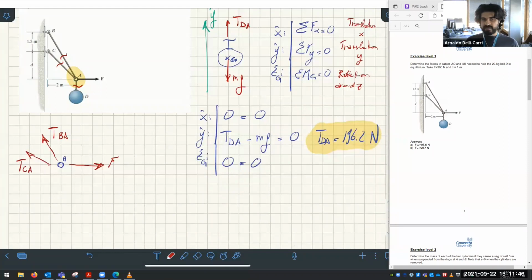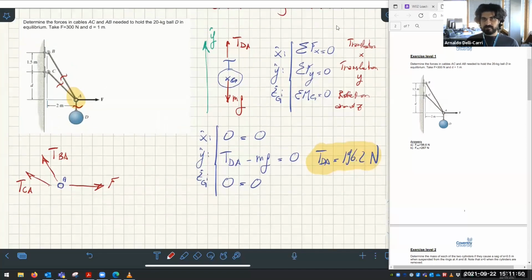Now, which direction is TDA? Is it going upward or downward? It looks like TDA is going upward, but here we must take it downward. Also, let's change the annotation. This is the tension on D from A, so this is on A from B, this is on A from C, and this is on A from D. So TAD must be equal and opposite, because this hoop is pulled down by the sphere, and the sphere is propped up by the hoop. Does it make sense? Good.